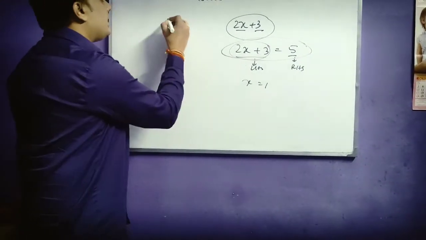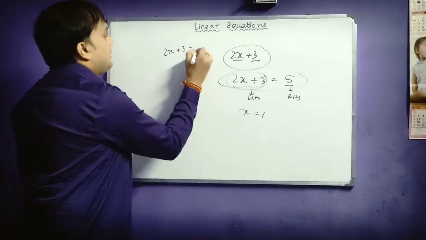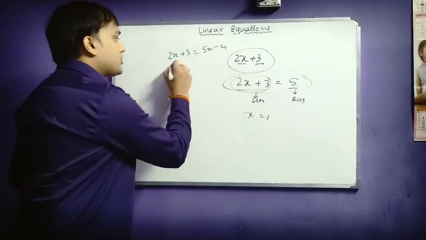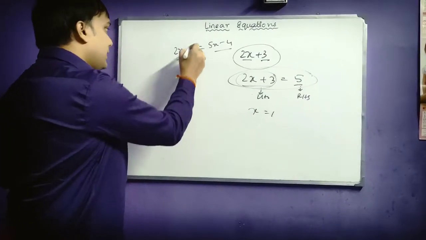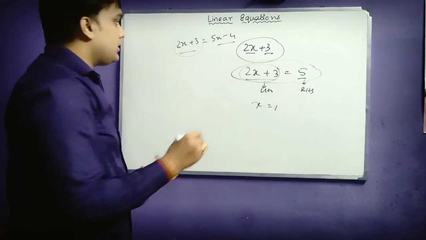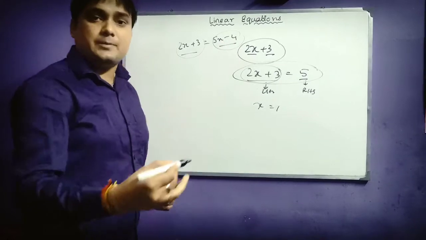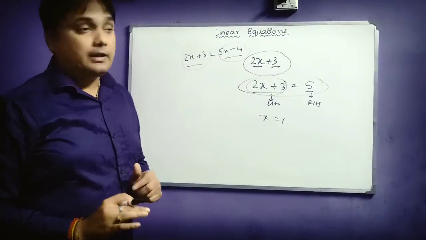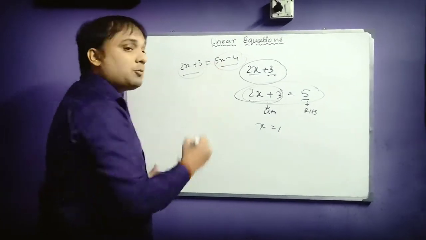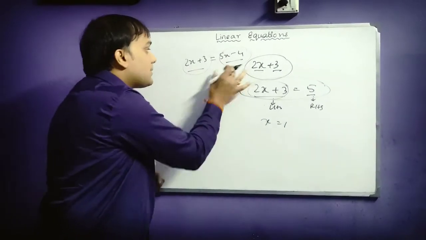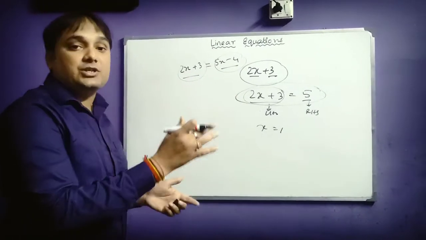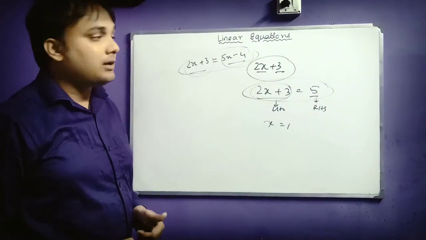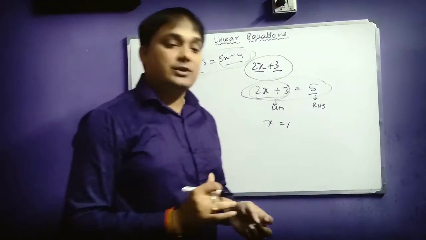I can also write 2x plus 3 equals 5x minus 4. This is also an equation, students. Why? Because 2x plus 3 is an algebraic expression and 5x minus 4 is also an algebraic expression, and these two algebraic expressions are equal. That is why we have put the equal to sign here. These two algebraic expressions are equal to each other, and together we call this an equation. So this is the concept of an equation.